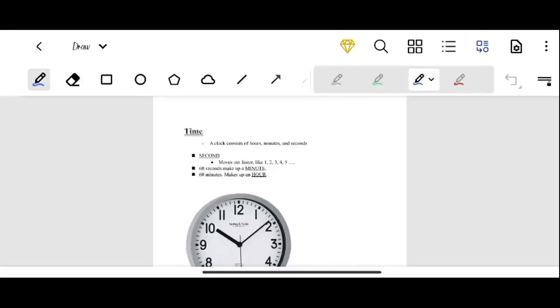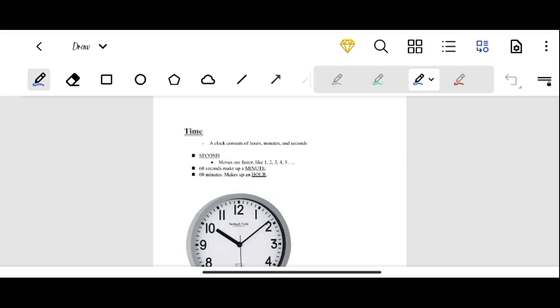In today's lesson, I want us to look at time. So what you have to note when you're dealing with time is that there is something called a clock. A clock consists of what we call an hour, minutes, and seconds. Making a difference between these three terms is the following.